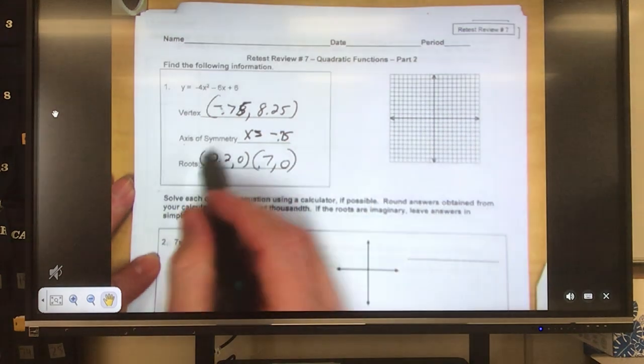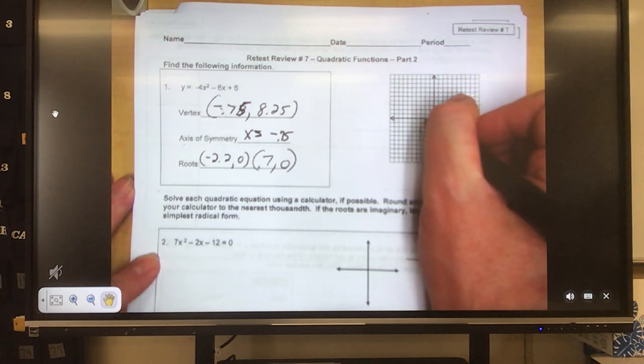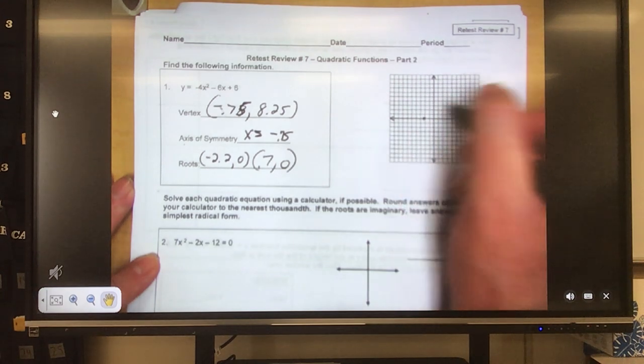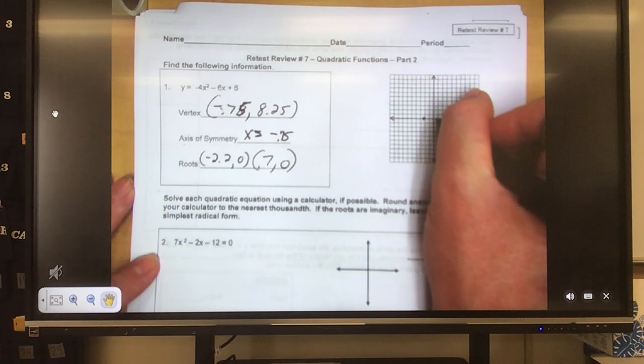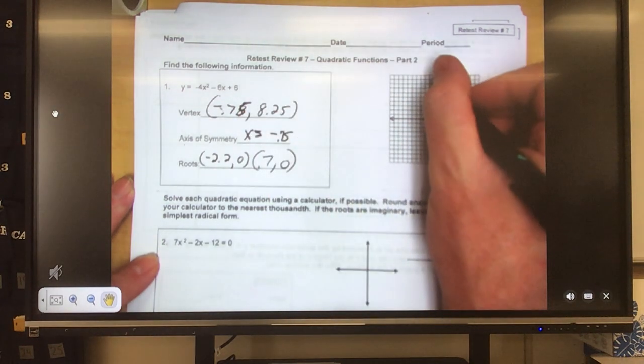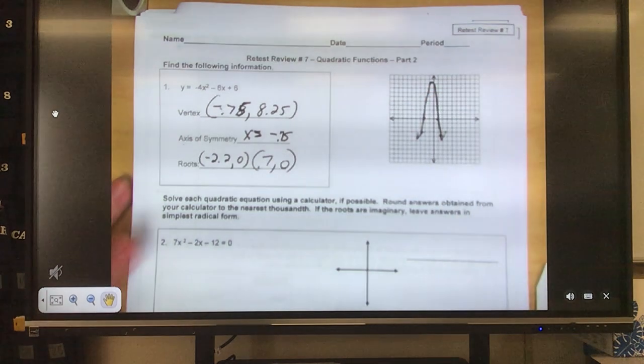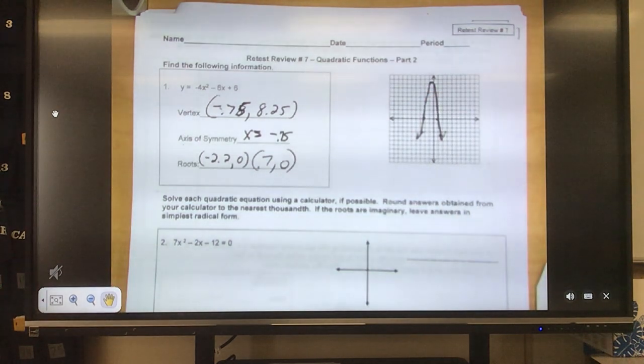And I can now sketch this. There's my 2 roots: over at negative 2 and some change right there, and then almost to 1. And then my vertex was over almost to negative 1 and up 8 and 1/4. And it goes like that. There you go. So if you know how to do that, you just got a big portion of your test correct.